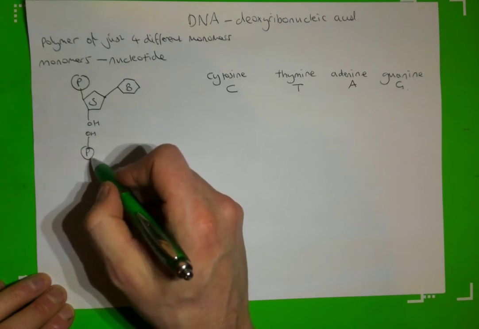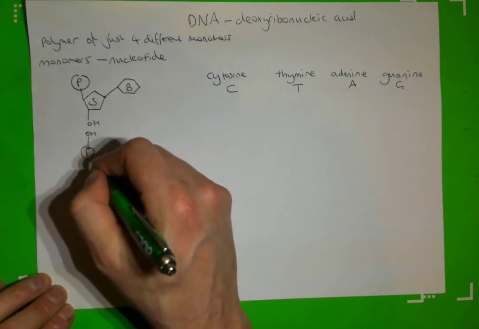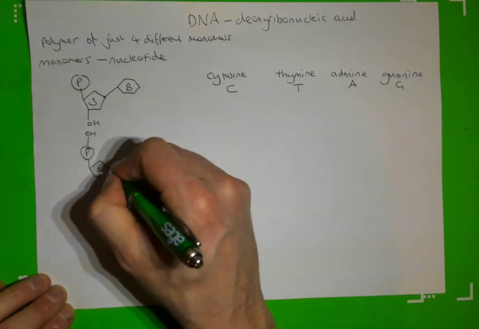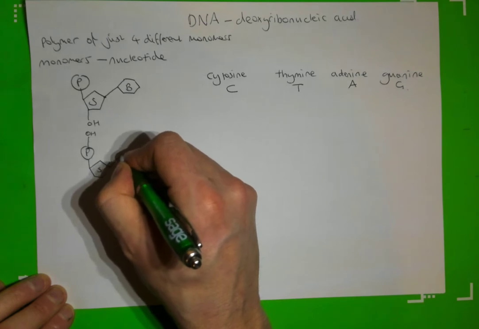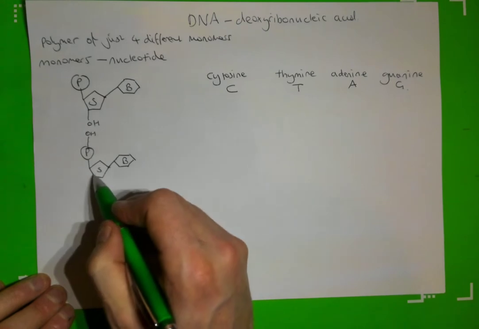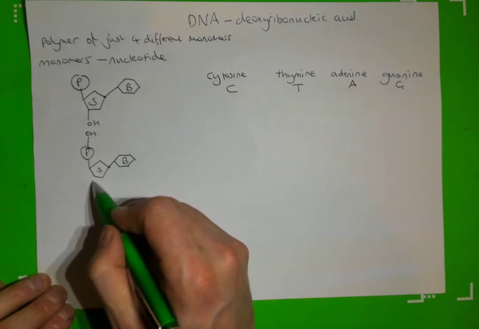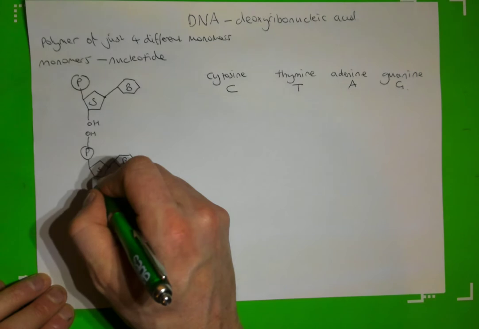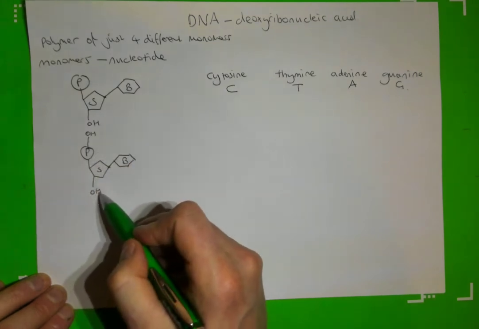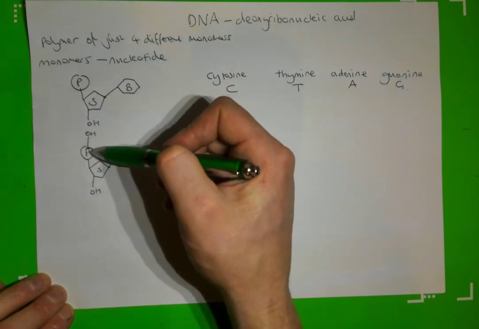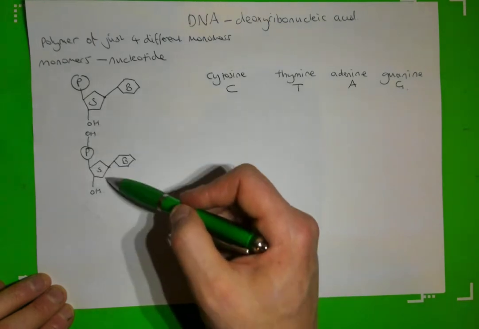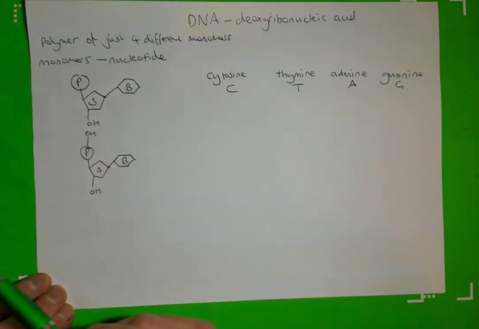And that phosphate group will be attached to a sugar, just like it is above. Remember, sugars are represented as a pentagon. Bases are represented as a hexagon. And that particular sugar here would have an OH attached to it down here. And that OH will be attached to another phosphate group on another nucleotide, and so on. But I'm only going to draw 2 of these just to show how they're linking together.